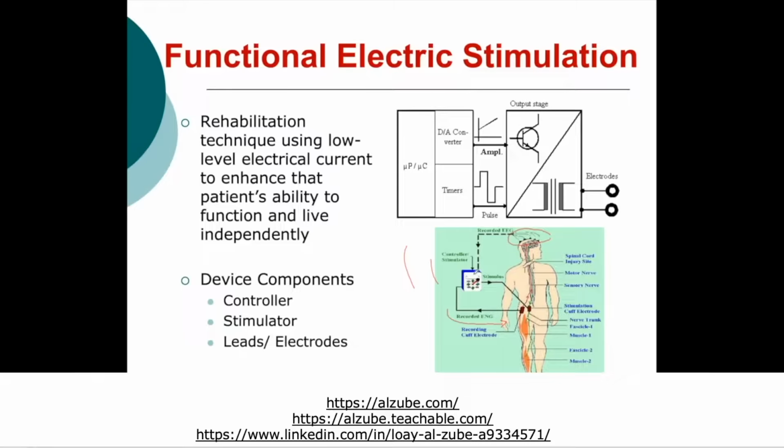And this actually was the first generation or first attempt that we did in order to use functional electrical stimulation in rehabilitation engineering. And if you recall from the last lecture, we talked that we need a controller, we need a stimulator, and then we need leads and electrodes to be able to have this system functioning and working.